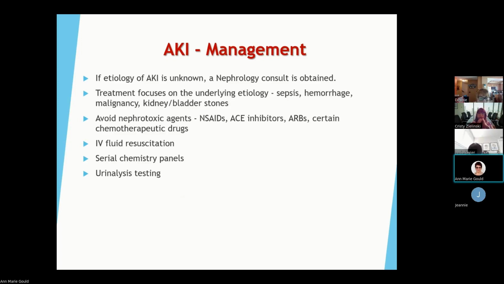You have your serial chemistry panels. Sometimes they'll do the chemistry panel every 4 to 6 hours, depending on what's going on. If they're really hyponatremic or hypernatremic or hyperkalemic, they're definitely going to monitor that more so than daily. Urinalysis testing too is done. They may do UA testing every 6 hours as well with your chemistry panels. So you just keep an eye on that and look for the trends.